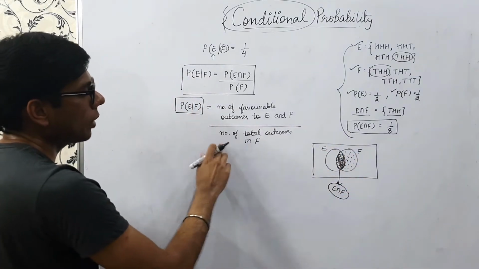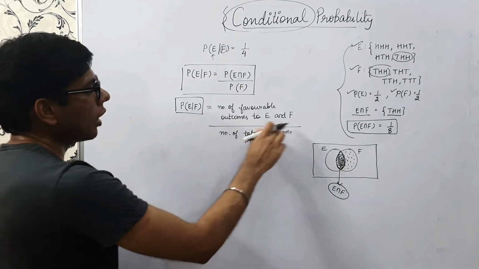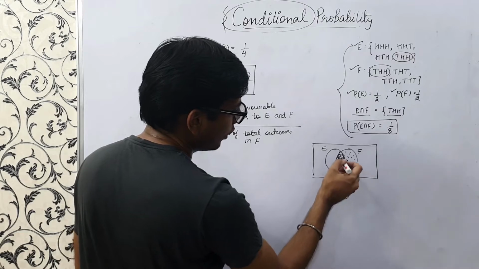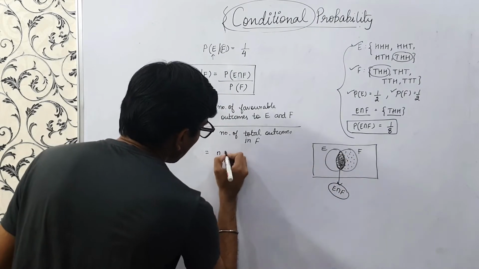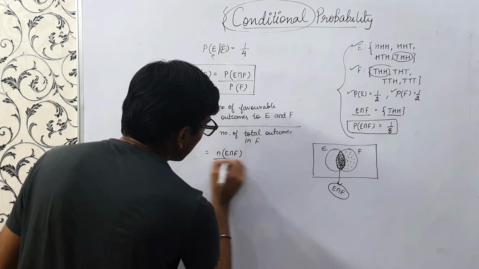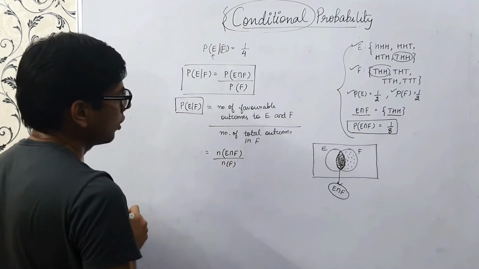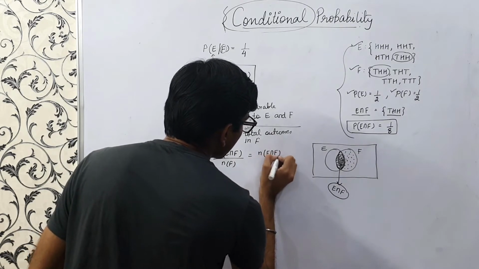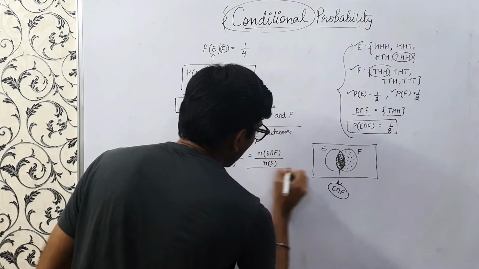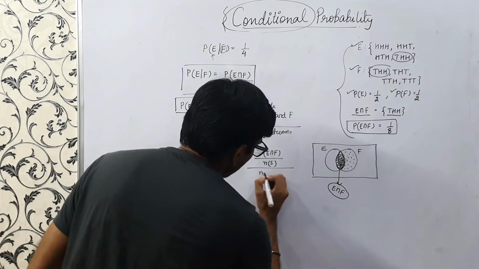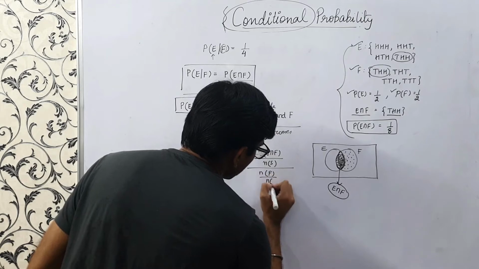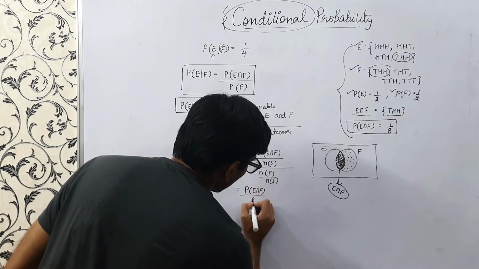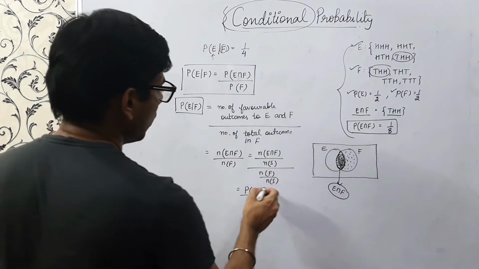In the denominator there are the total number of elements in F, and in the numerator the number of favorable outcomes to E and F, this intersection. So this is nothing but the number of elements in E intersection F upon N of F. Suppose we divide both of these by the number of elements in our sample space, N of S. The initial sample space consists of 8 elements. So this is nothing but probability of E intersection F upon probability of F.